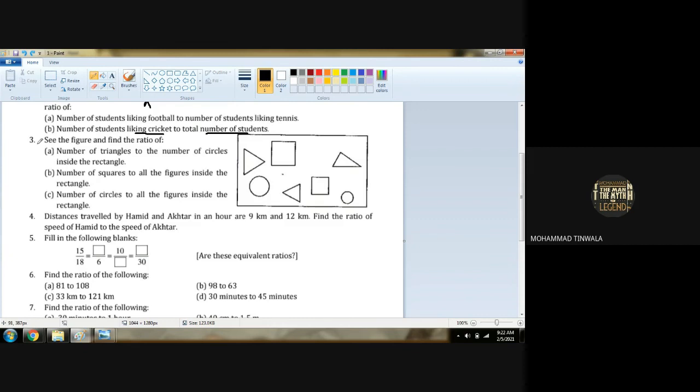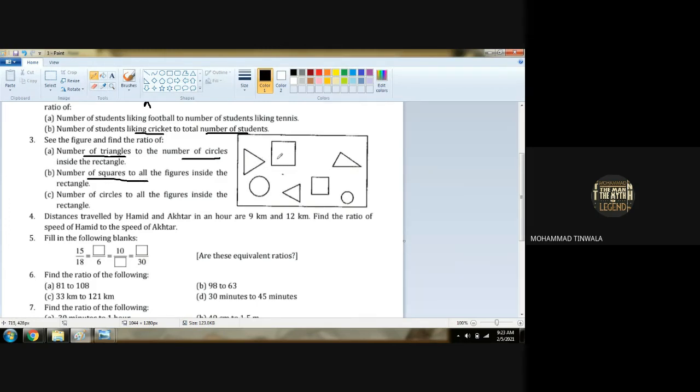Now, what do we have to compare? A, B, C, 3 contents are given. Number A: number of triangles to the number of circles inside the rectangle. So what are the number of triangles in the rectangle given? 3. And what are the number of circles given? 2. That's it.